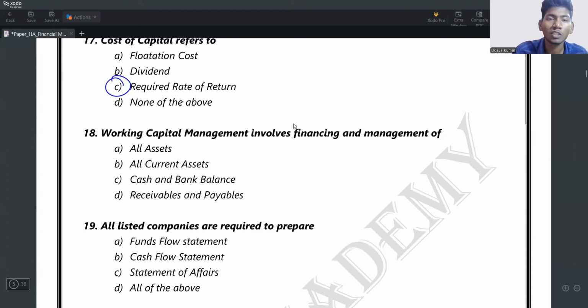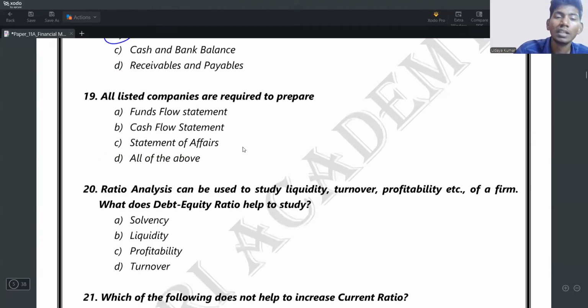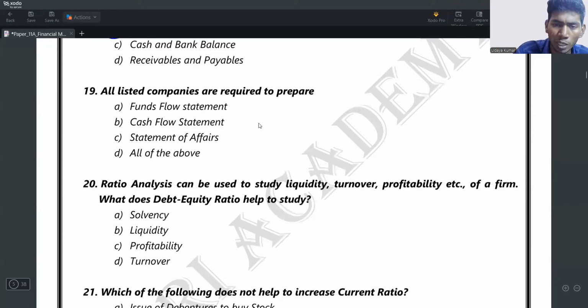And moving to question number 18, working capital management involves financing and management of what? You must answer this question because these are one of the easiest questions, right? All current assets, right? So moving to question number 19, all listed companies are required to prepare what? Statement of affairs, cash flow statement, fund flow statement. What is the right answer? You must answer all these questions because these are the easiest questions from the theory part. So the answer, which we have discussed, right? Cash flow statement, right?